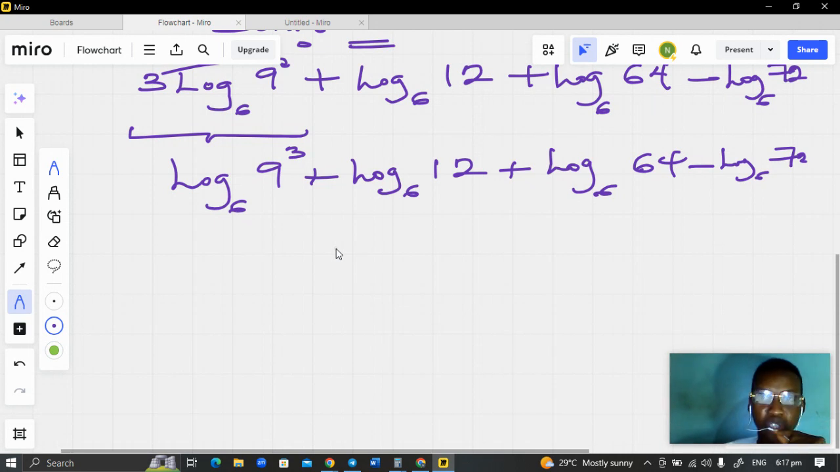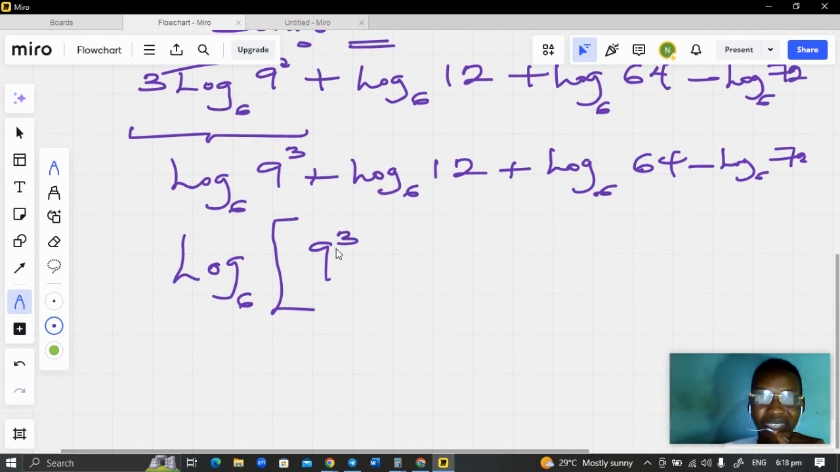So the best thing for us to do is to take logarithm of the base, which are all the same, as a single term. Once you take logarithm base 6 as the common factor to all the logarithm expressions, then according to the law of logarithm, the logarithm value for the first term is 9 raised to the power of 3.